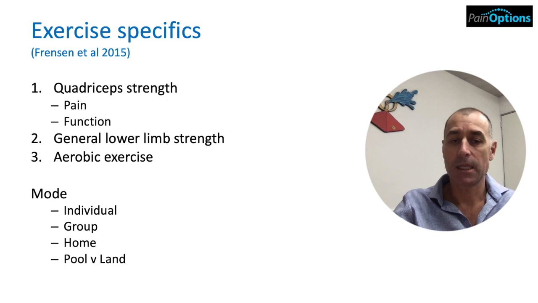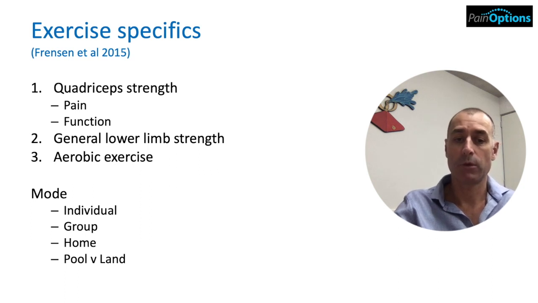Now the mode of that tends to work better is individual better than group, which is better than home, but all of those modes can be effective. Obviously home needs to be effective at the moment given the current restrictions on access to supervised exercise or even gym-based exercise. Pool versus land are other different modes that could be introduced, and again there'd be reasons why that might be helpful for some and not others. And generally the pool-based exercise would be recommended if the person is really struggling to do exercise on land and they're getting too flared up. That's where the pool can be really helpful.